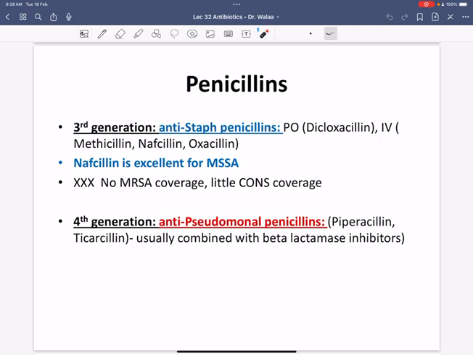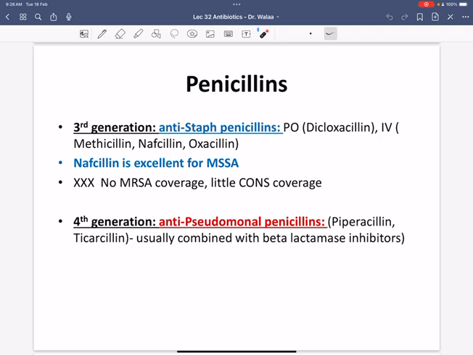Fourth generation penicillins, we call them anti-pseudomonal penicillins, so they cover Pseudomonas aeruginosa. But now we will talk about emergence of resistance and what groups we need to add to penicillins to broaden the spectrum of their coverage.